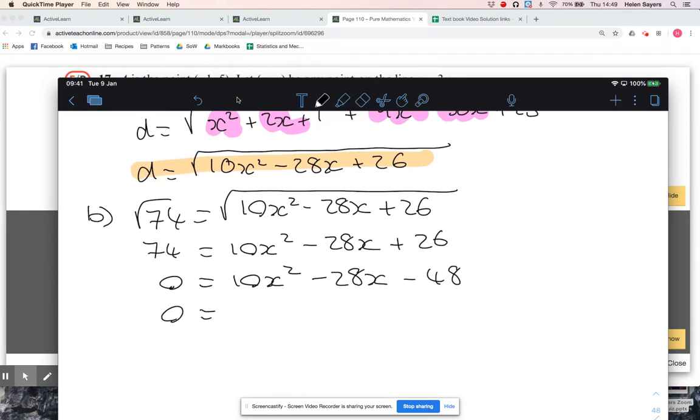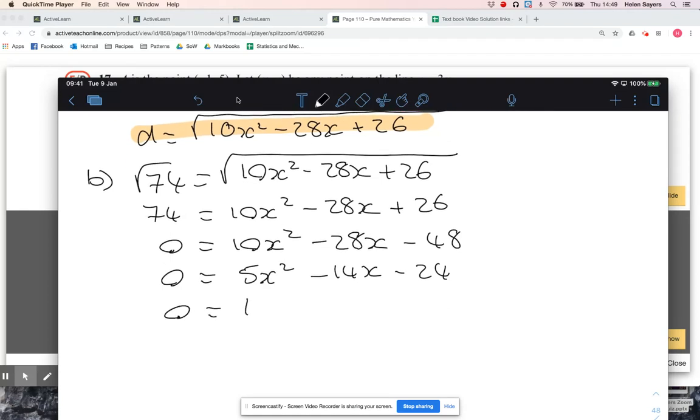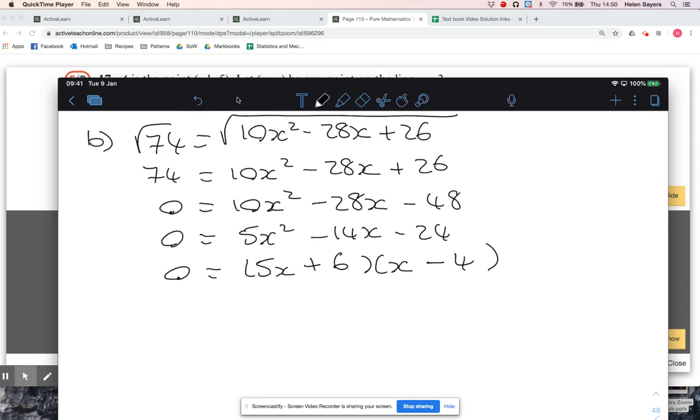I'm going to hazard a guess that it probably factorizes, so let's try this. I'm going to cancel through by 2. If it does factorize, obviously it's got to be 5x and x. 8 and 3, 6 and 4. Yeah, I think 6 and 4 is going to work, because I can do minus 20x plus 6x, yeah. But whichever's quicker, you can get these solutions from your calculator.